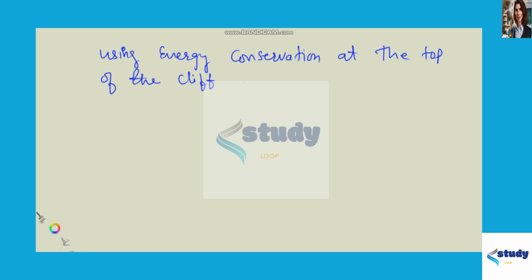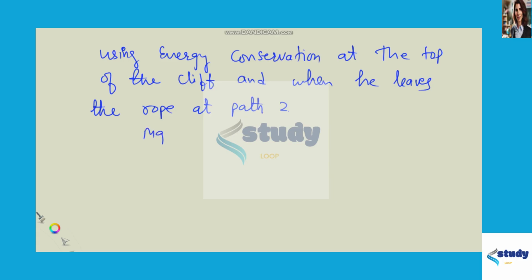So using energy conservation again, at the top of the cliff, and when he leaves the rope at path 2, it says initial gravitational potential energy at the top of the cliff, mgh, will be equal to gravitational potential energy at the point where he leaves the rope along path 2, and kinetic energy there, half mv2 square.